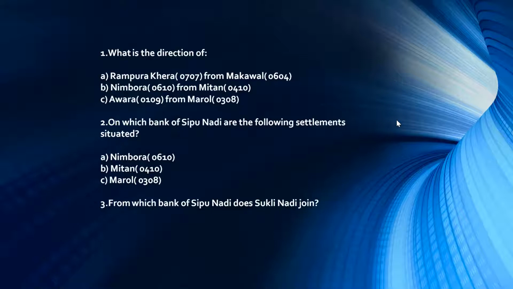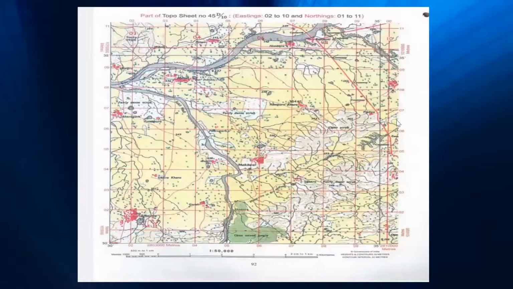Nimbora, see the next question you can see, children. Nimbora is 0610 from Mitan 0410. So back to the survey sheet. Nimbora, I'll circle it for you, don't worry. Yes, this is Nimbora and this is Mitan. What is the direction of Nimbora from Mitan? I've written F for you, from.